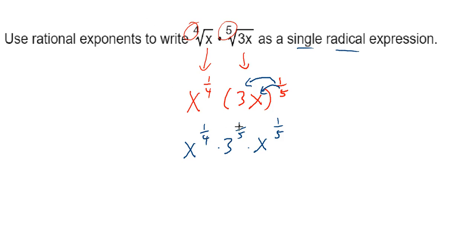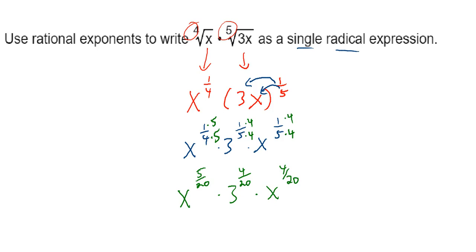The common denominator for 4 and 5 would be 20. So I'm going to make this denominator a 20 by multiplying 5 to the top and bottom. I'll make this denominator a 20 by multiplying a 4 to the top and bottom. And I'll make this denominator a 20 by the same method. And so we'll get x to the 5 over 20 power here, times 3 to the 4 over 20 power, times x to the 4 over 20 power.